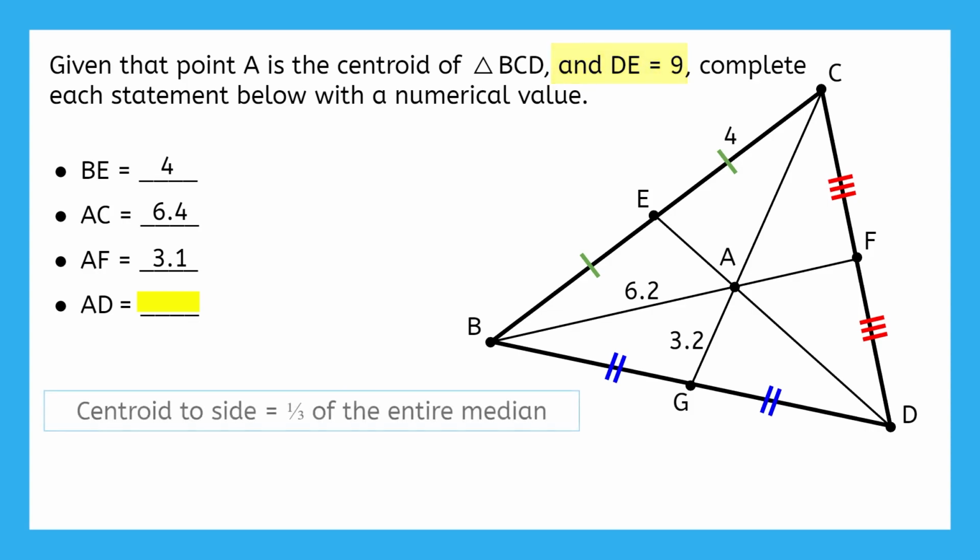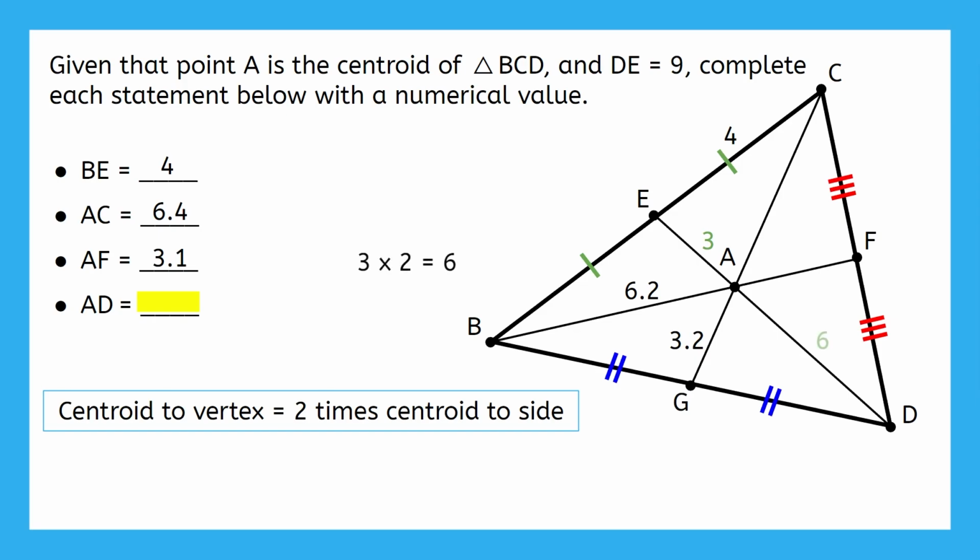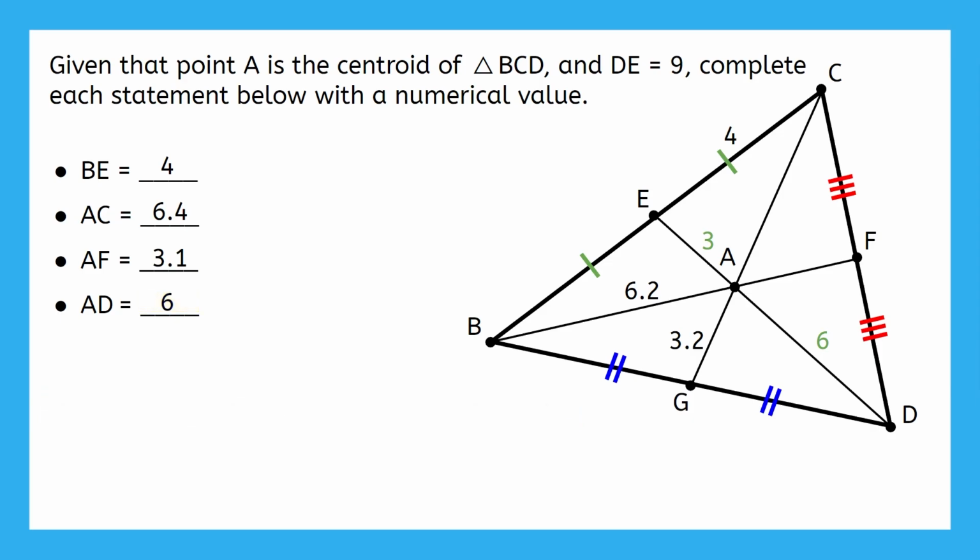Well, we know that 1/3 of DE will be the length of AE. So what's 1/3 of 9? Or what's 9 divided by 3? Right, 1/3 of 9 is 3. And AD must be twice as long as this. So multiplying 3 times 2 gives us 6. And that's what we needed for the rest of our answer.